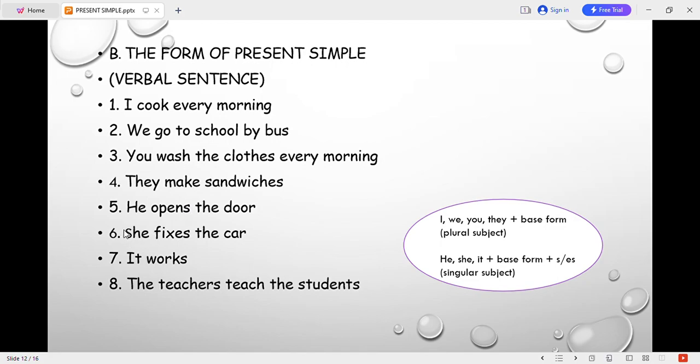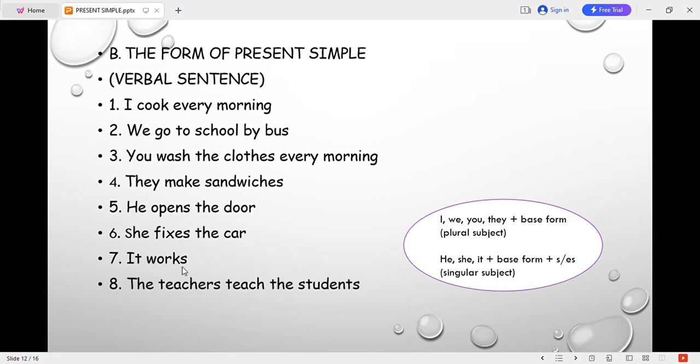And number 6, she fixes the car. I put not only s at the end of the word fix, I put es, because the letter ending of the word fix is x. We will talk about that later. I put es at the end of the word fix because the subject here is a singular subject. Number 7, it works.